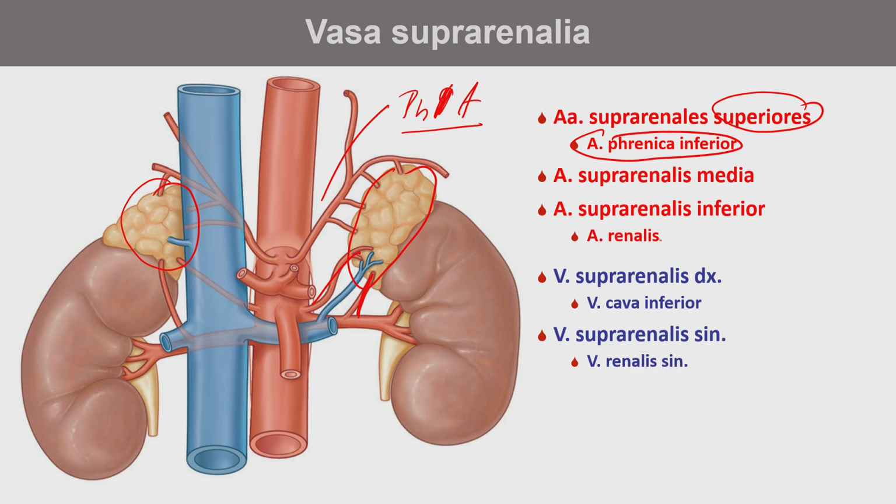The more simple situation is in venous outflow. Venous outflow is through one vein only. On the right side, the vein goes directly into the inferior vena cava. On the left side, it is going into the renal vein.